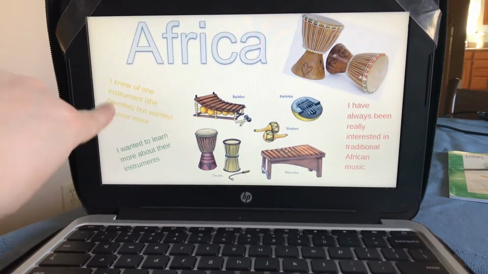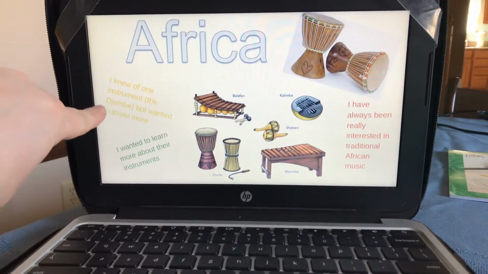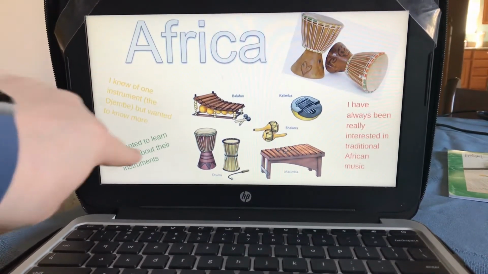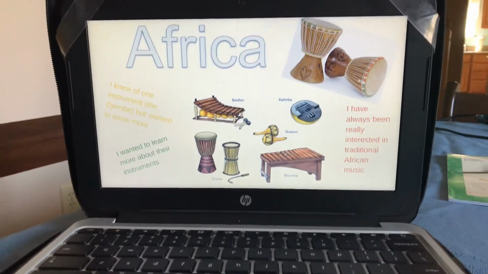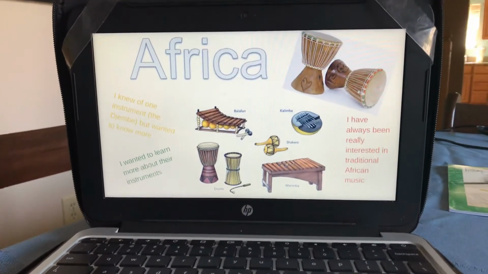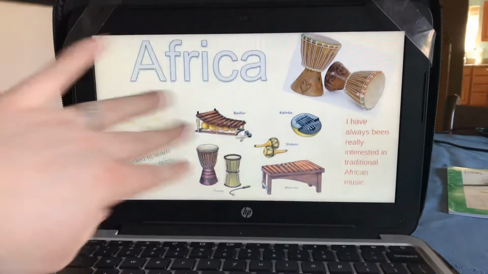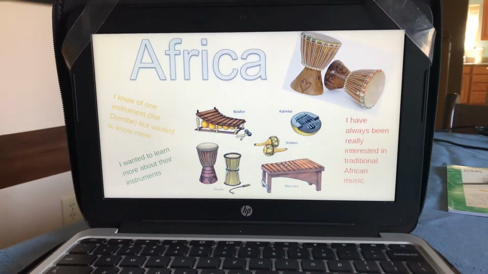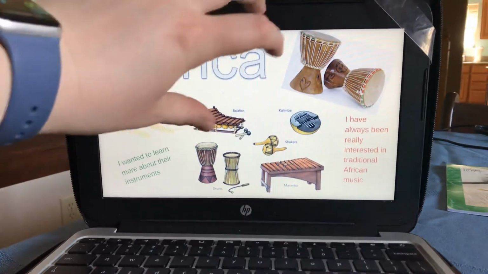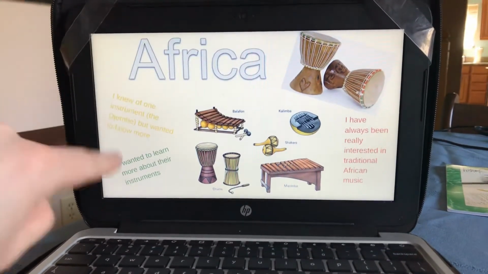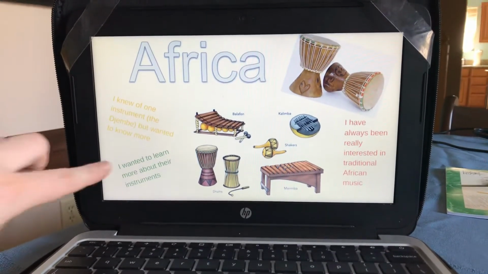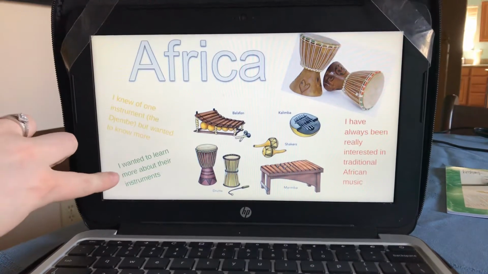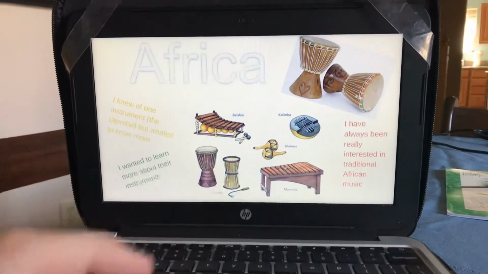So I knew one of their instruments was a djembe, but I wanted to know more. I wanted to learn more about their instruments. I've always been really interested in African traditional music, so that is definitely true because I do think their music is so cool. Here are some pictures for visual interest, but notice I explained the country that I was choosing, and then I gave three reasons why I wanted to do that country, because I could have picked any, so tell me why. This one honestly is kind of vague and is not that great, so don't be me.